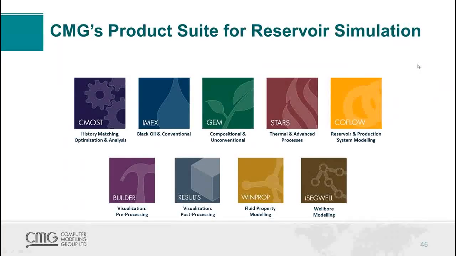And again, for those of you that might not be familiar, this is our suite of tools. CMOST is, I call it, our productivity enhancement tool because it lets you run the reservoir simulators, IMEX for black oil, GEM for compositional, and STARS for thermal, in ways that make it very efficient to do history matching and optimization. CoFlow is a product that you'll hear more about. It's being co-developed with Petrobras and Shell, and we'll be introducing that commercially here within the next little while. We'll talk more about that later.